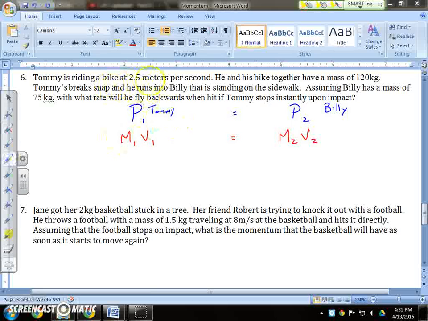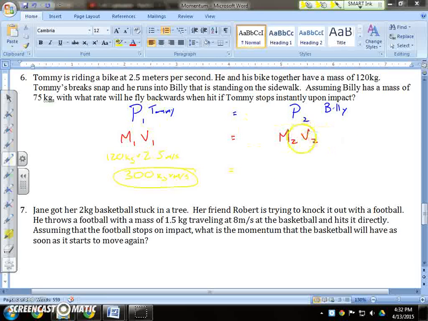His bike's traveling at 2.5 meters per second, and he and his bike have a mass of 120 kilograms. Multiply those two together, get a nice little 240 plus another 60, 300 kilograms times meters per second, if my mental math serves me right. And we know that that whole thing is going to be very useful because this is the total momentum that Billy has when moving.